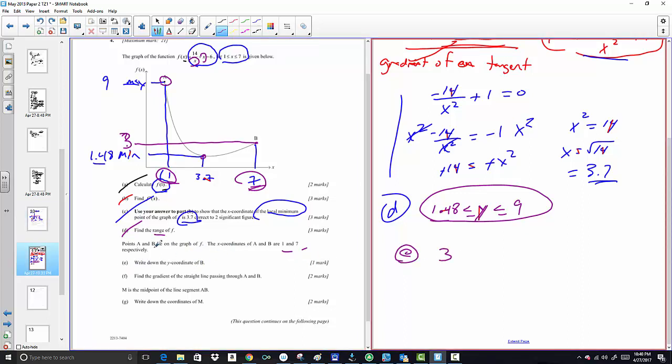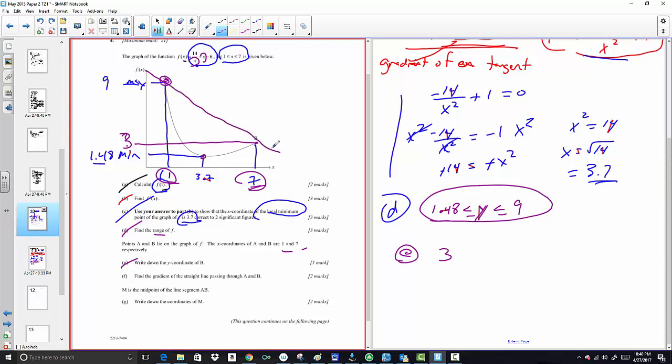Now, we have the y coordinate of B. That's done. Find the gradient of the straight line passing through A and B. So they want to know if there's a line passing through A and B, what is the gradient of this line? Well, this is really easy because I have a coordinate here that I know. The x value is 1 and the y value is 9. And here the x value is 7 and the y value I know is 3.